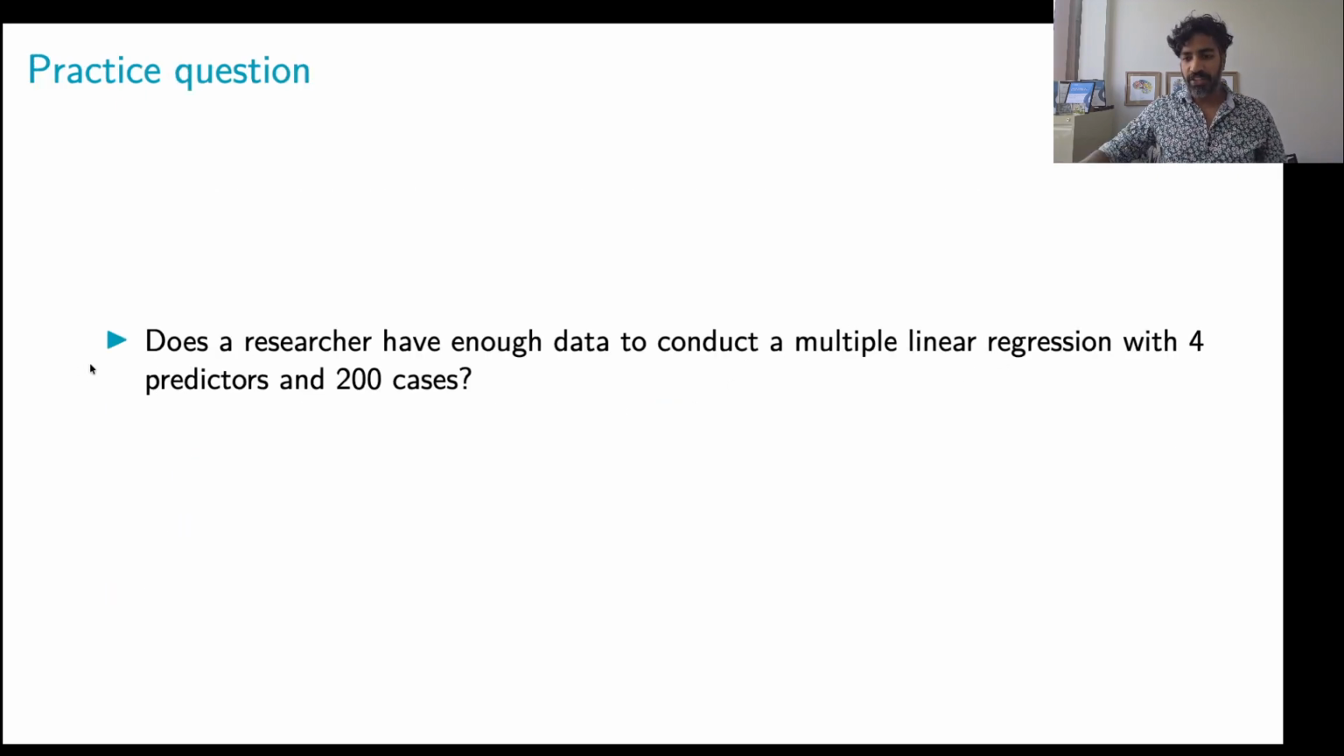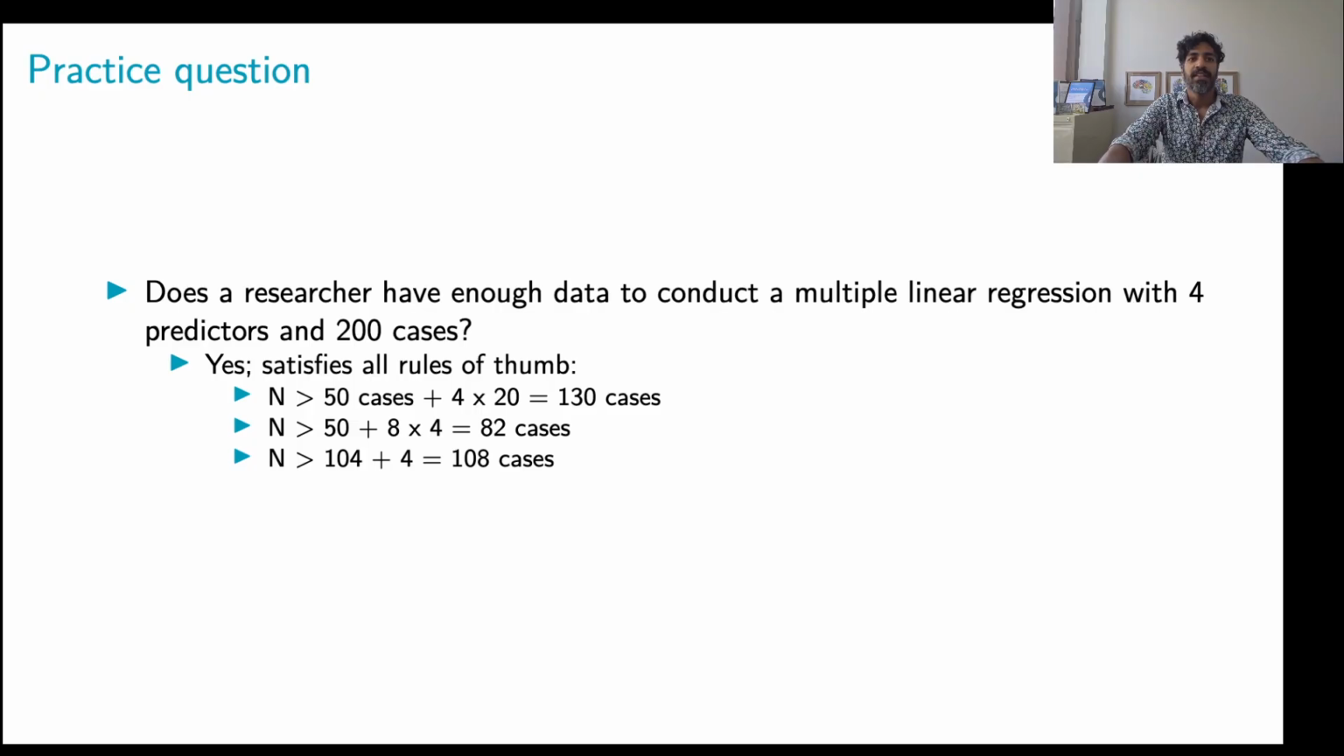So here's a practice question using these guidelines that you have. Does a researcher have enough data to conduct a multiple linear regression with 4 predictors and 200 cases? So they have 4 independent variables and 200 cases. The answer is yes. I'm assuming you paused the video because you saw a question coming. If not, I'm sorry for taking that win away from you. I'm sure you knew the answer too.